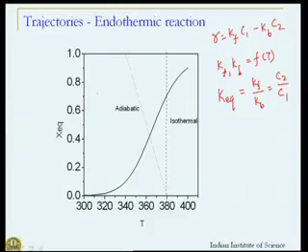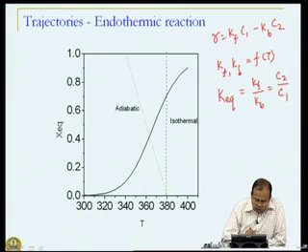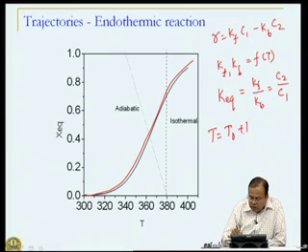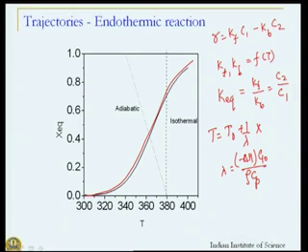But before we do that, let us look at what happens in an endothermic reaction. In an endothermic reaction, reversible, the same. Now, our equilibrium conversion increases as temperature is increased, but the temperature relationship with conversion has lambda as minus delta H C10 by rho Cp. What happens to delta H? Positive for an endothermic reaction. So, lambda is negative. So, this is my adiabatic line, this is my isothermal line.